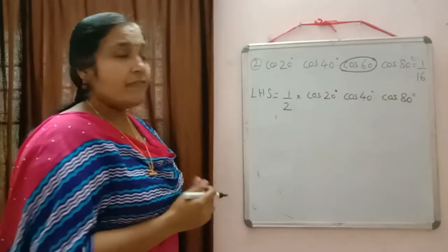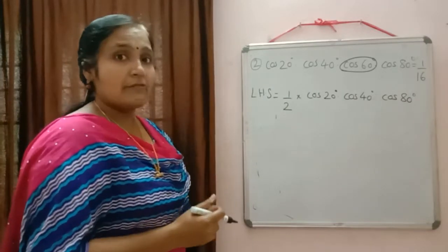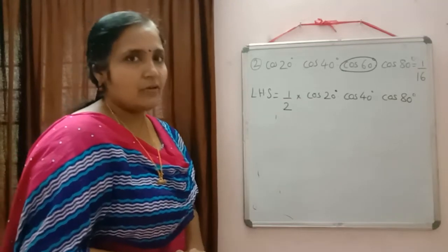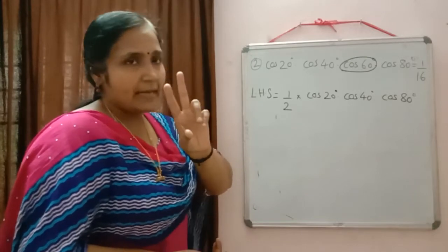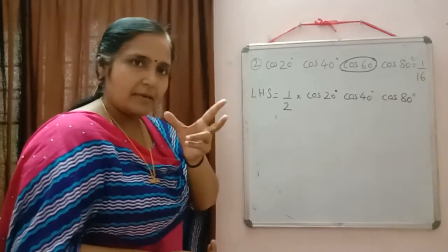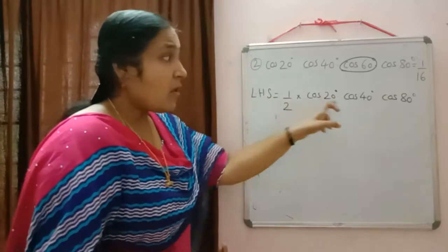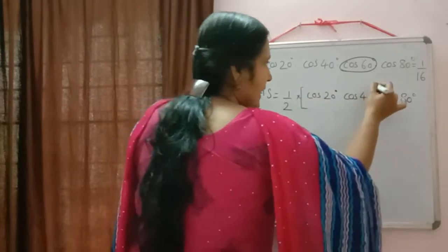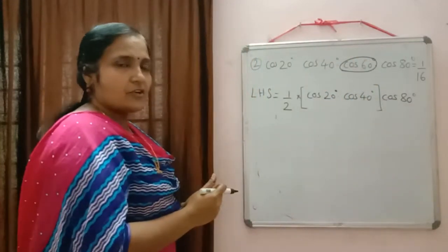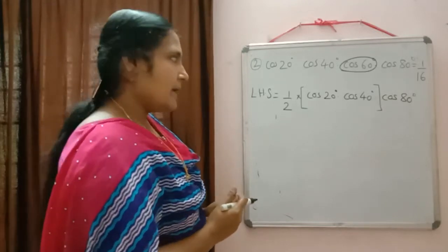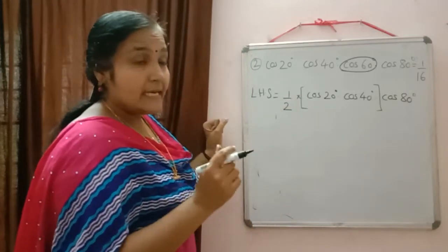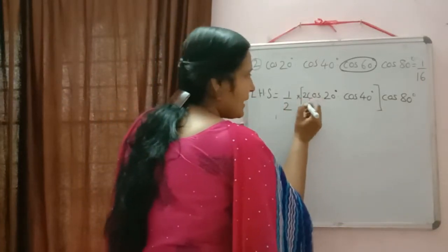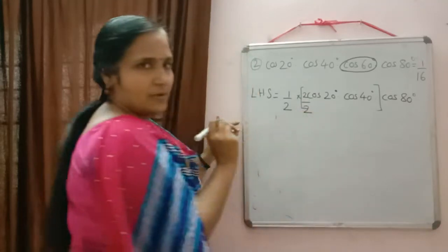All are in the form of a product. We know how to convert a product into addition or subtraction, but that we know for 2 only, correct? Either 2 cos A cos B or 2 sin A sin B. So we need only 2 products, not 3 products there. So we group the products. Suppose I take these 2 products; to use the formula we need a 2 here, correct? So I will multiply and divide by 2.